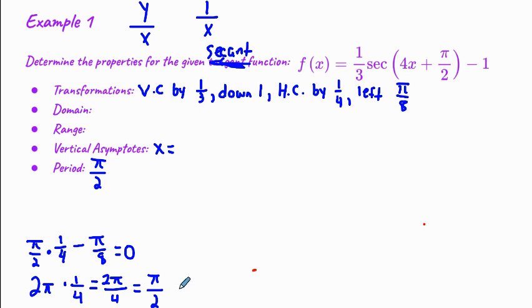Now, the thing we have to remember is that the period at which vertical asymptotes repeat for secant will always be half of what the original period is. So that means this pi over 2, we have to cut that in half. So pi over 2 times 1/2, that's pi over 4.